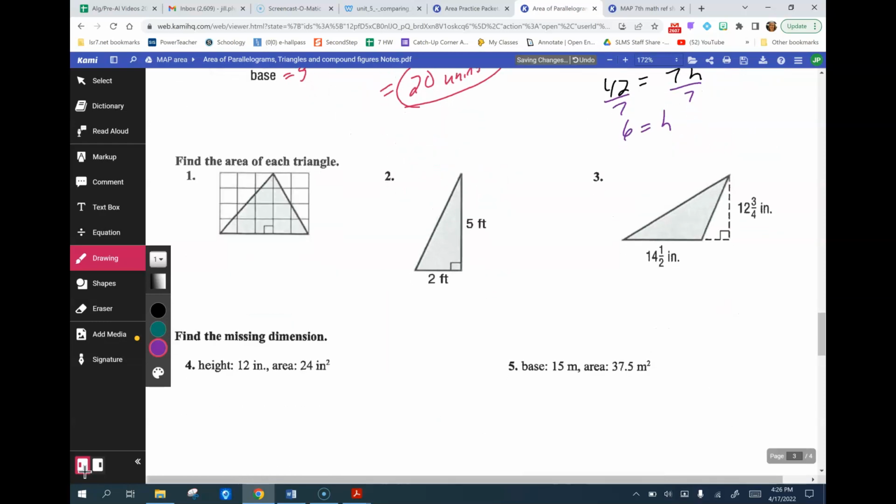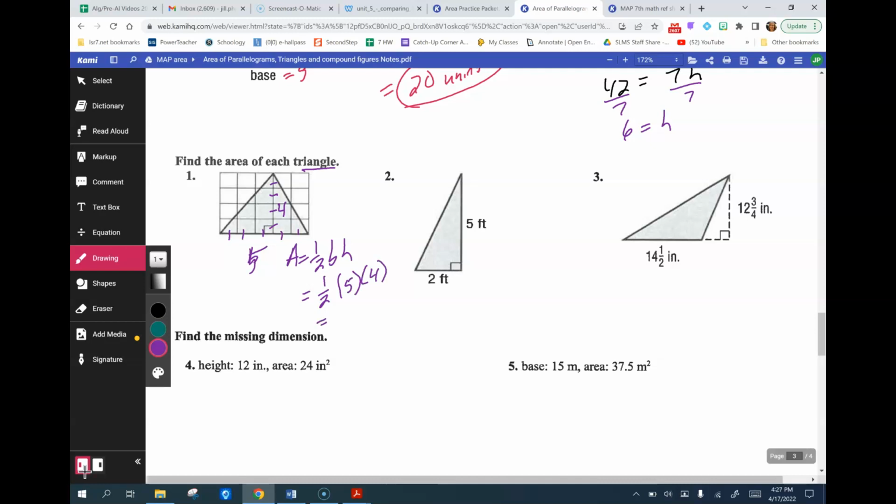Okay, good. It says find the area of this rectangle. So what it wants you to do is count what is the base. So the base is 5. What is my height? 1, 2, 3, 4. And it's a triangle, so I'm going to use area is equal to 1/2 base times height. So 1/2, 5 times 4.